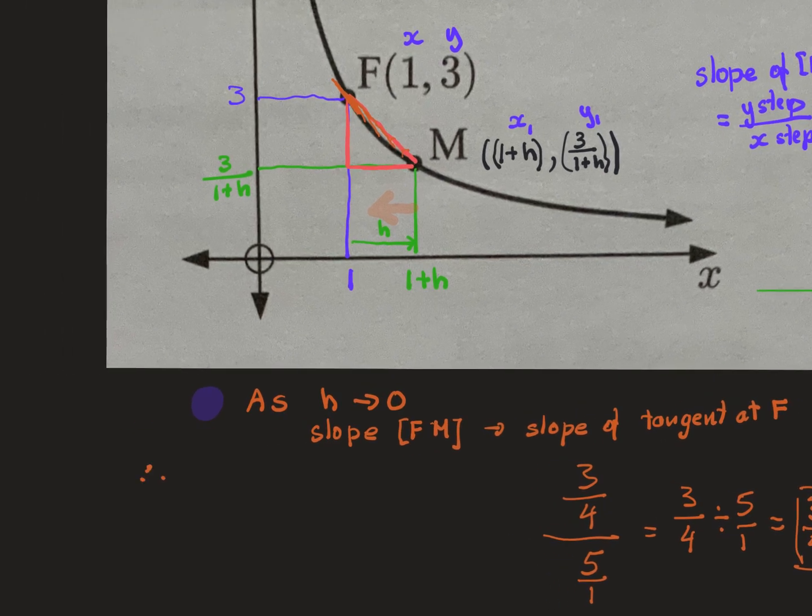Therefore, the slope of the tangent at f is equal to minus 3 over 1, because my h now becomes 0. So it is just minus 3.